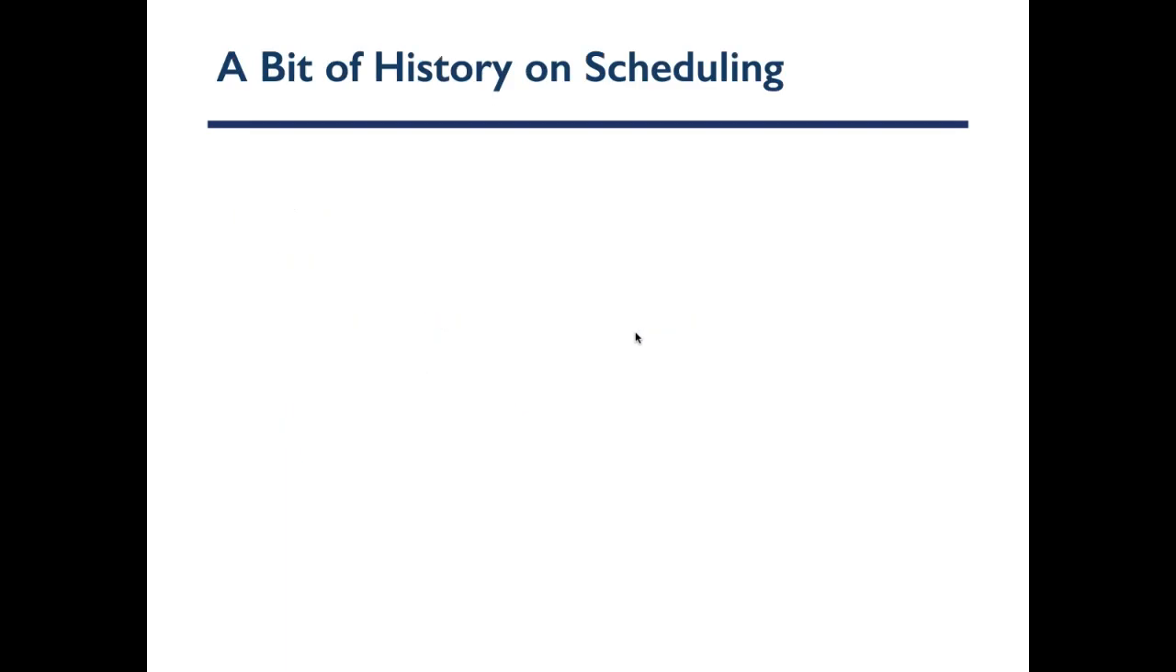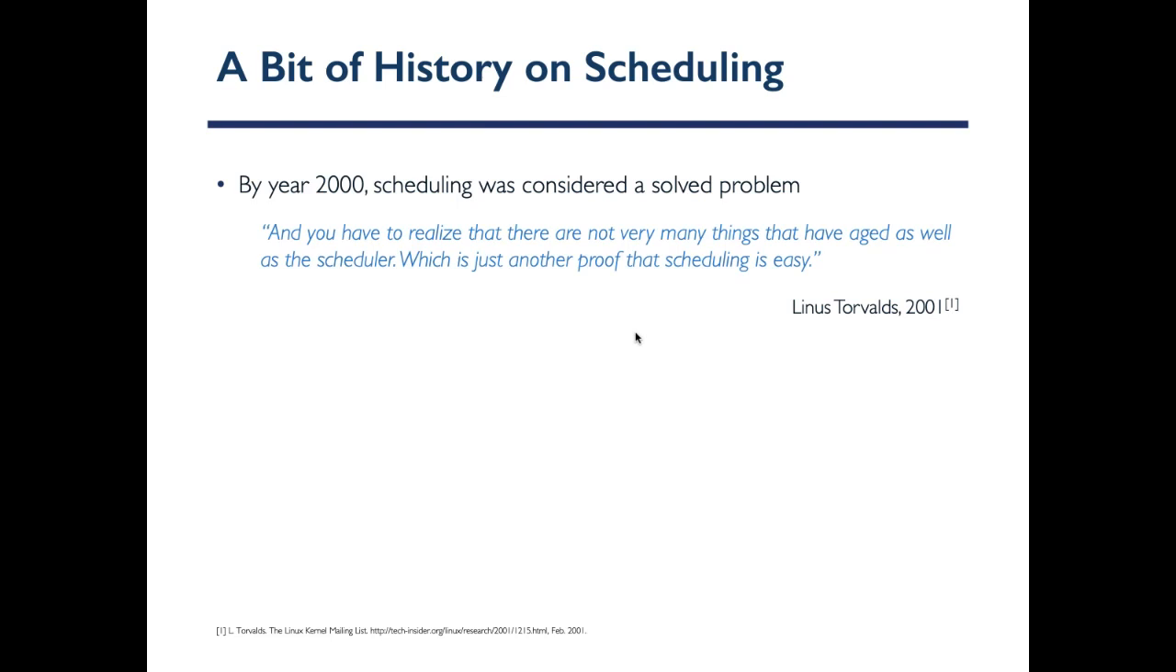A bit of history. So this is a quote from a very famous Linux creator, Linus. In 2001, he said that, and you have to realize that there are not very many things that have aged as well as the scheduler, which is just another proof that scheduling is easy. So this is around 2001. At that point, people considered scheduling as a solved problem.